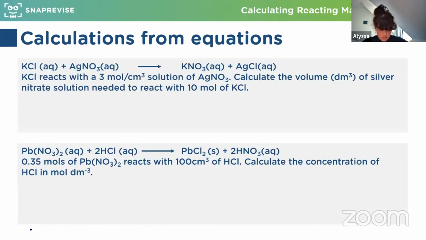Okay, so here we've got a question. We've been given an equation. It says KCl plus AgNO3 goes to make KNO3 plus AgCl. It says KCl reacts with a 3 mole per centimeter cubed solution of AgNO3. So that's AgNO3. Calculate the volume in decimeters cubed of silver nitrate solution. That's what we're looking for. Needed to react with 10 moles of KCl.